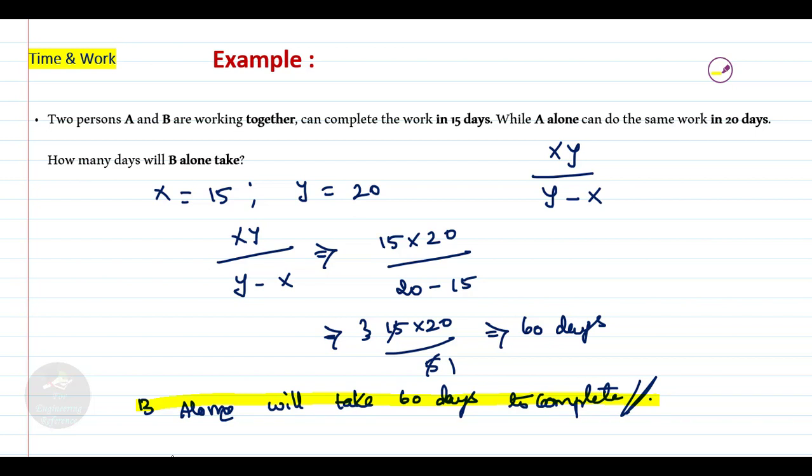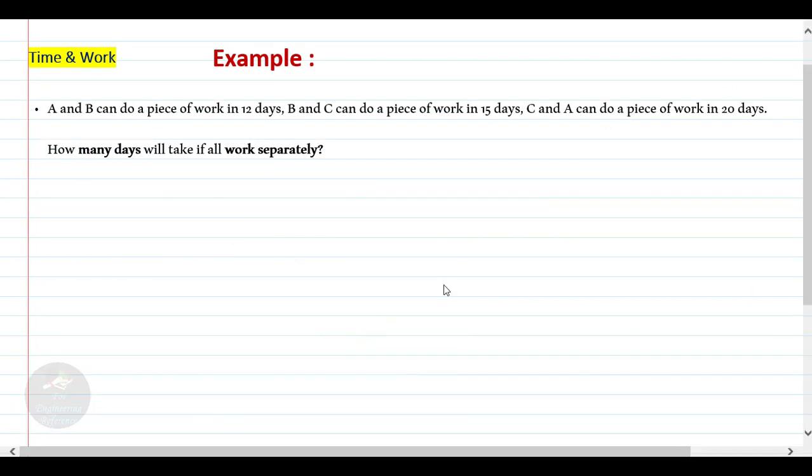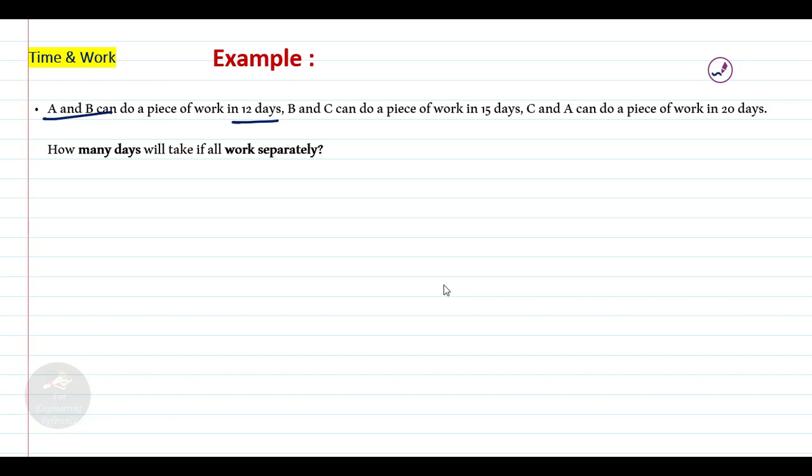Okay, so moving forward to the next question. So let's read the requirement. A and B can do the work in 12 days. So what's your input? They have given A and B 12 days. B and C working together can finish the work in 15 days, and C and A similarly in 20 days. Okay, how many days will each take if all work separately?